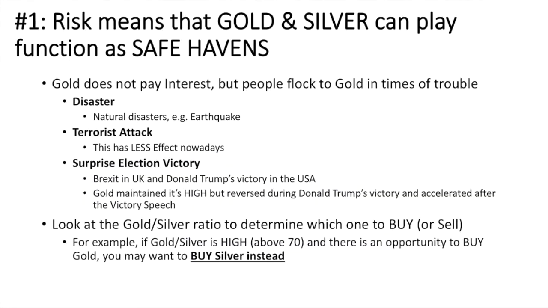So let's go to the first reason. The first reason is that gold and silver can function as safe havens. Yes, although gold and silver do not pay interest, people tend to buy gold in times of trouble. For example, natural disasters, earthquake. Not only do they buy gold, okay, they also buy safe havens like the Japanese yen.